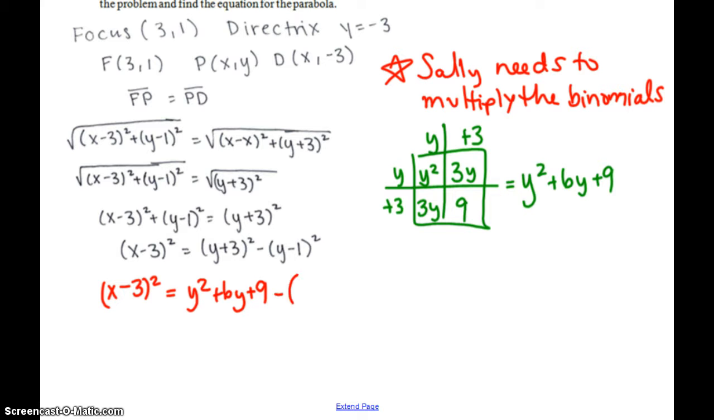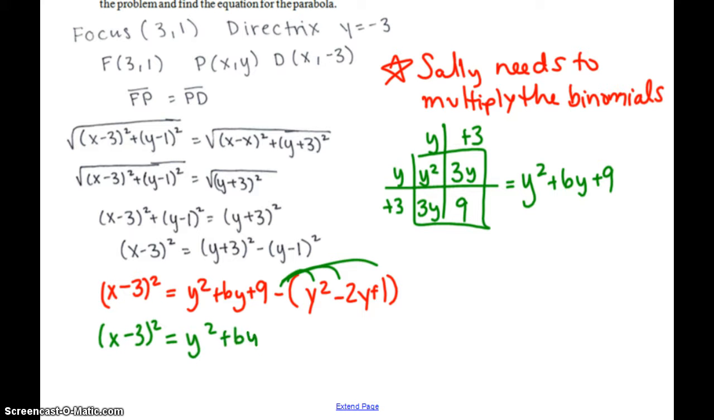Now the (y - 1) squared is y squared minus 2y plus 1, using the same method that we did up here. The next thing that we have to do is to distribute the negative sign to each term in the right trinomial. So again, leave the left side alone. This time we're going to distribute, so negative y squared, negative negative 2y is a plus 2y, and negative plus 1 is a minus 1.